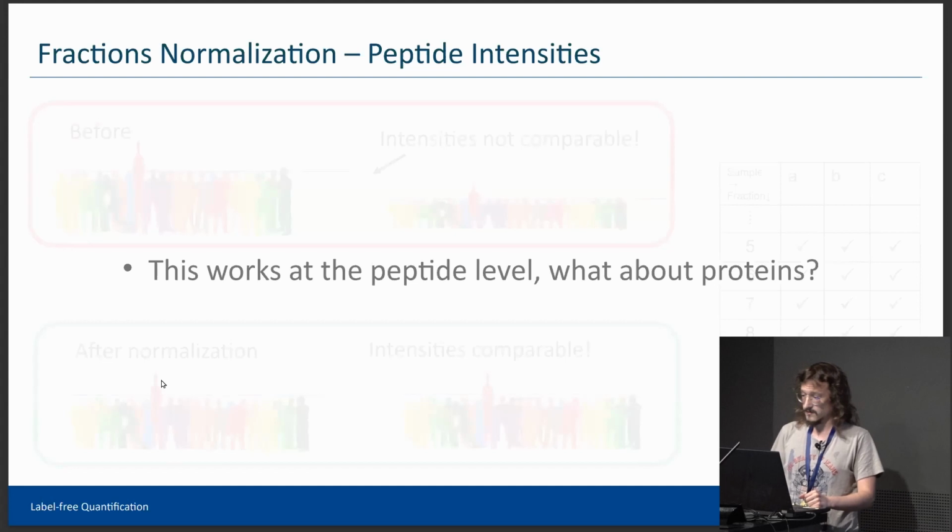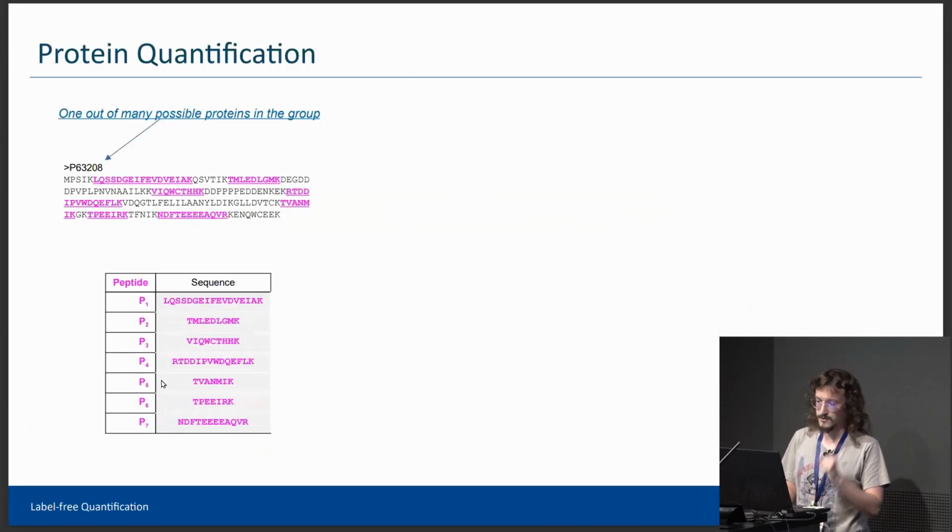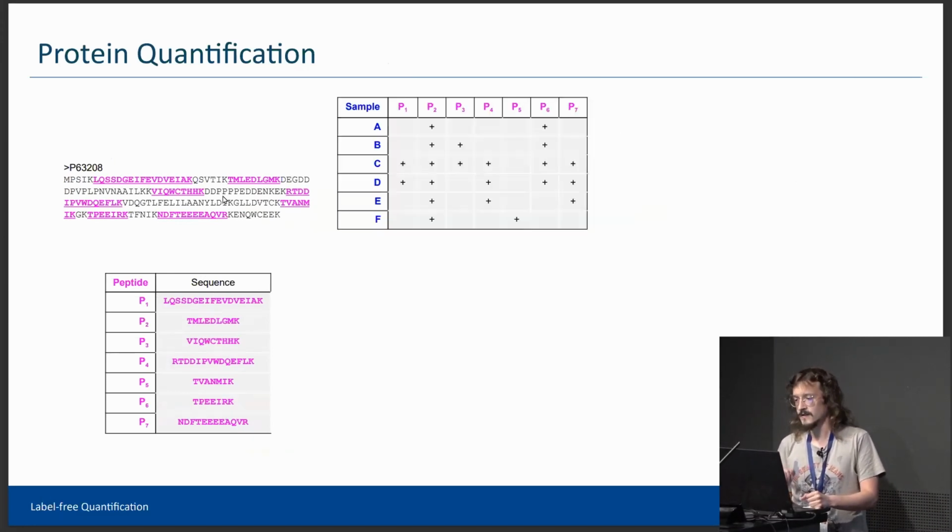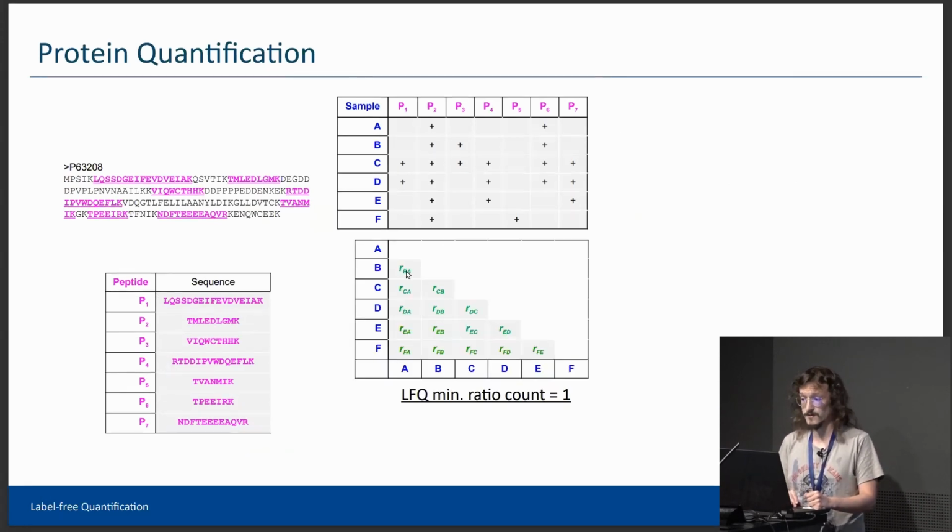But we are talking only about peptides. What about proteins? Imagine that here we have a protein that has been identified through these different peptides. This, of course, is one out of the many possible proteins that we can find in a protein group. So just to simplify it, we put just one here. We create a table with all our samples and the peptides where they have been identified. And then we compare the ratios. So we do the ratio between sample A and sample B, and we take into consideration all the intensities of the different peptides.